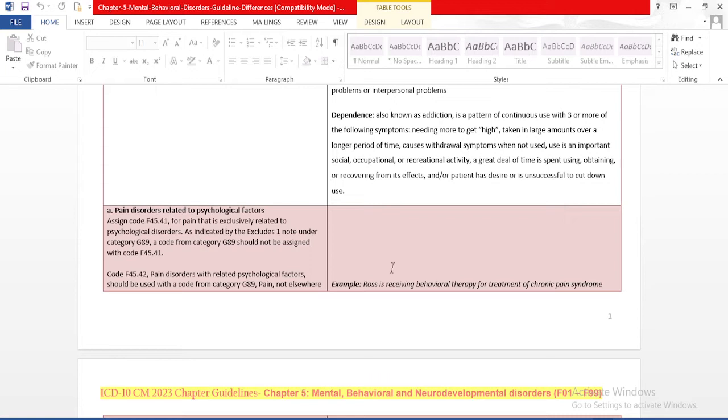So basically, in dependence, the patient will be addicted to drug or alcohol. With 3 or more of the following symptoms, we will consider it a dependence. So the patient is high, which means the patient wants more alcohol or drug, and has withdrawal symptoms when not used. If the drug or alcohol is not available, he may show withdrawal symptoms.